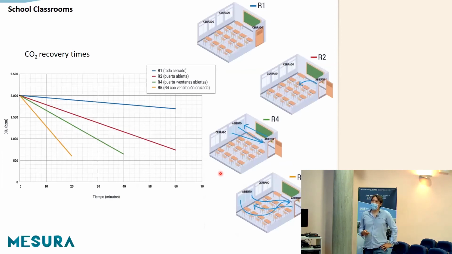Okay, so what they did, taking this room into account, was measuring the recovery times of CO2 for different setups of the same room. Everything closed, only the door open, door and the windows in front of the door open. As you can see here, we have a limited amount of ventilation, and then what we call cross ventilation, in which we open the opposite side of the door, just to have a higher ventilation. And these are the times.